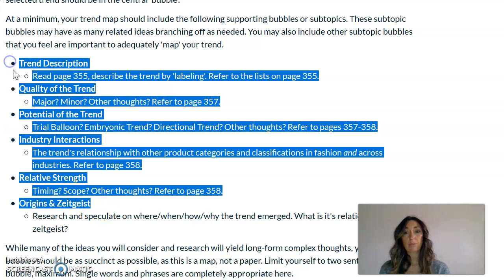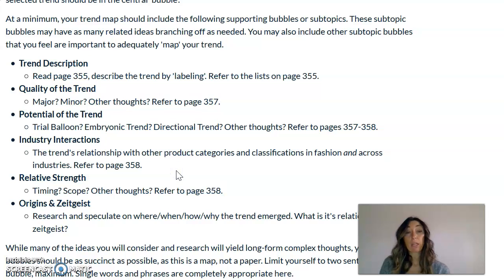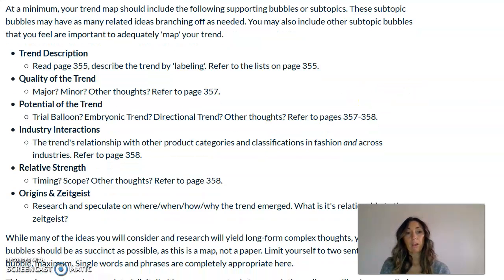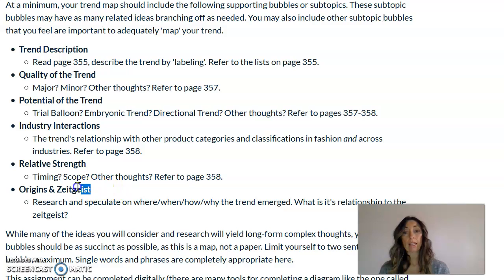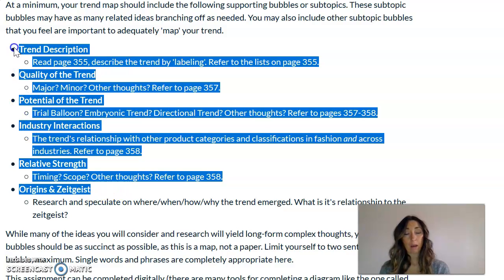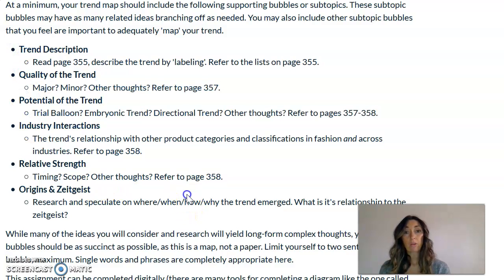These are the items here, and I give you specific page numbers to reference in terms of where to find information about what each topic really means and the types of things that you could develop. Your map should include a subtopic bubble for at least all of these topics that are listed here. But if there is another thing that is particularly relevant to the trend you've chosen that helps map it and gives it more context, you can by all means include that.